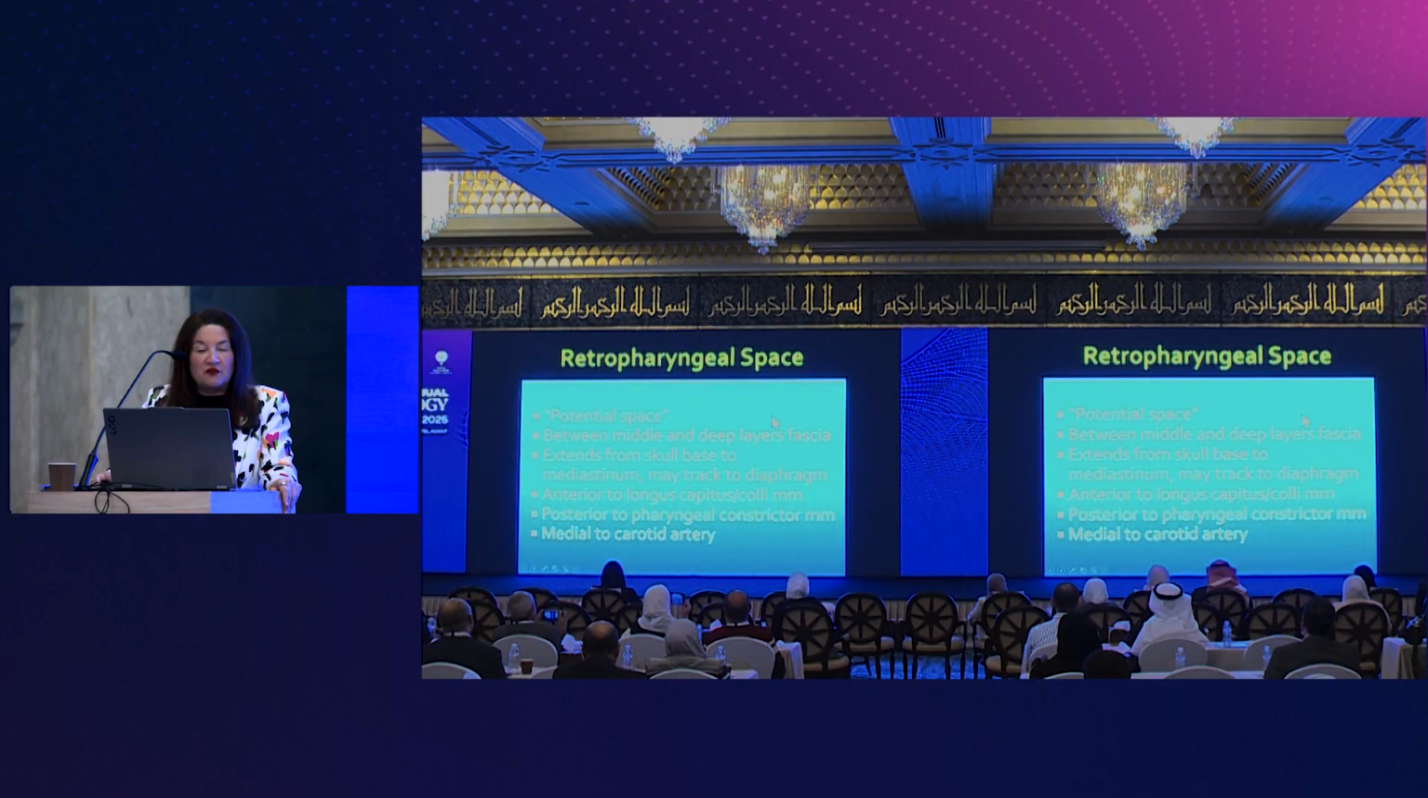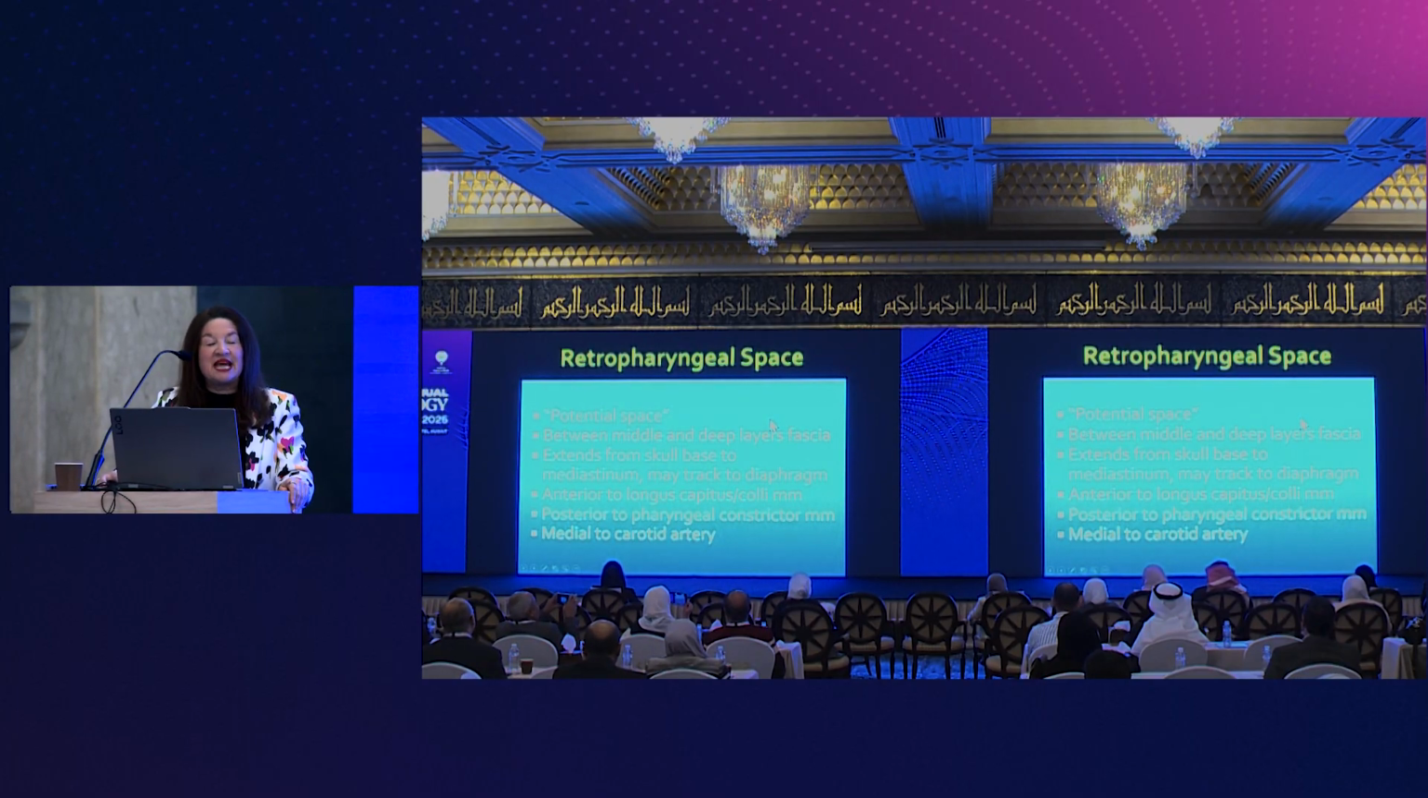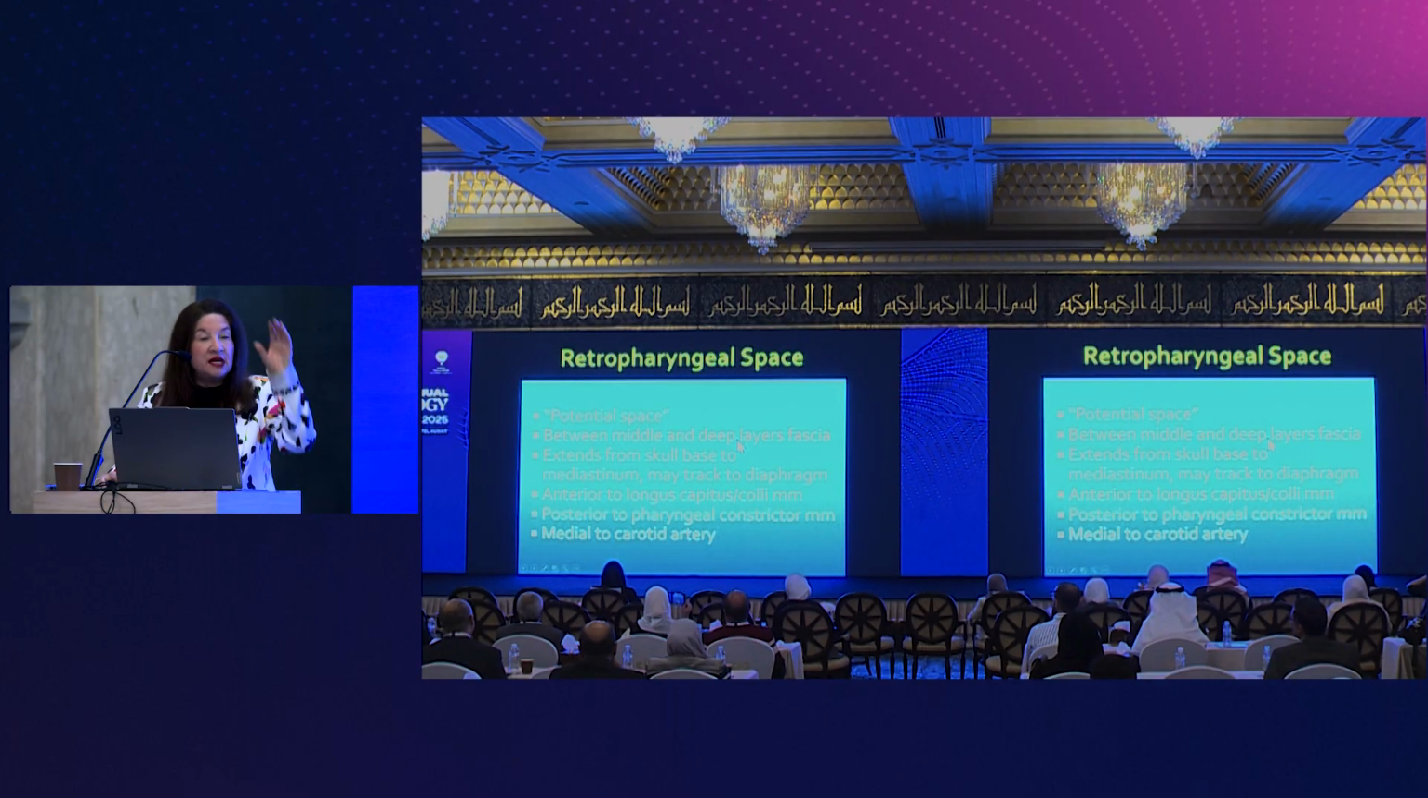Moving on to the retropharynx. The retropharynx is a potential space. It's just a fat pad until you get pathology in it. And once you get pathology in it, you see the space very well. This is between the middle and deep layers of the cervical fascia, and this extends from your skull base to your mediastinum, and in fact, it can extend all the way down to the crus of your diaphragm. So when you see pathology in the retropharynx, you need to follow it all the way down into the mediastinum to make sure you get the full extent of the pathology.